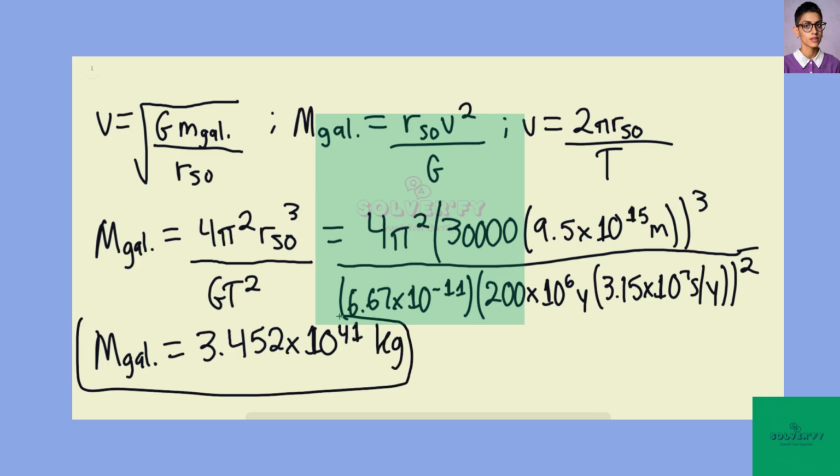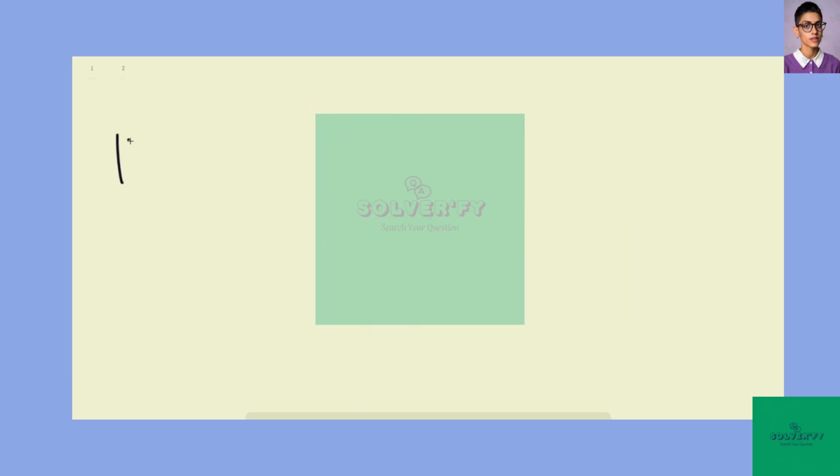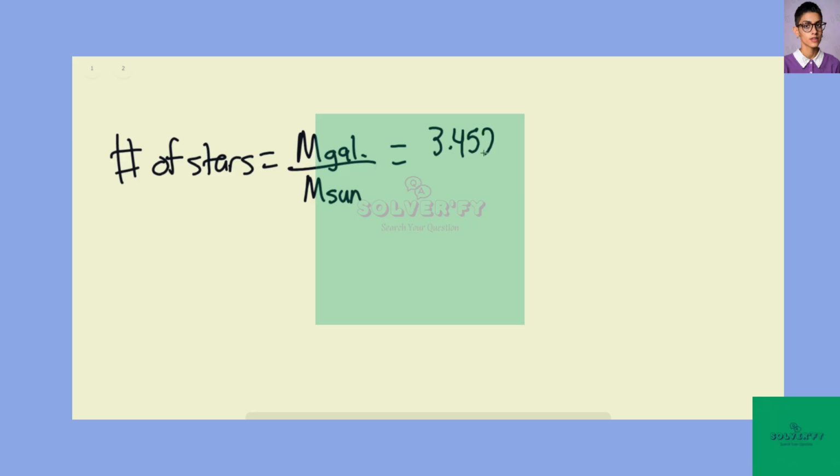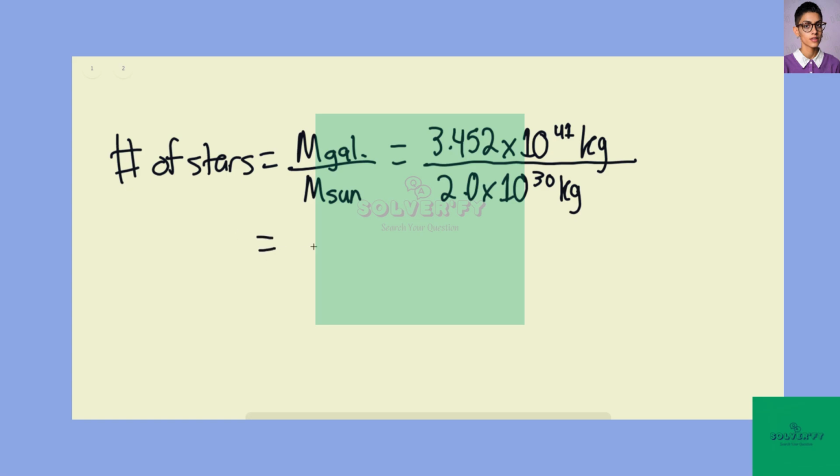So this would be one answer, the mass of the galaxy, and then we want to find the number of stars. So we can find the number of stars by dividing the mass of the galaxy by the mass of our own sun. And so this is assuming that most of the stars in the galaxy have the mass of our sun. So we have to make that assumption in order to find the number of stars. So this will be 3.452 times 10 to the 41st kilograms divided by 2.0 times 10 to the 30th kilograms. And this is giving us 1.726 times 10 to the 11th stars.